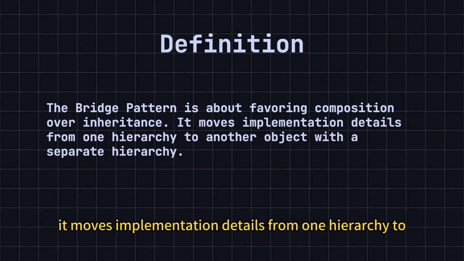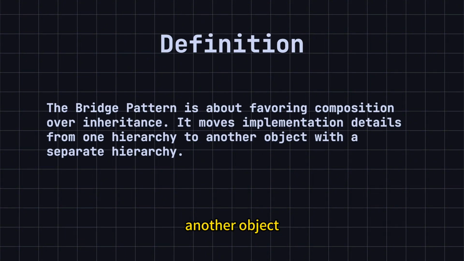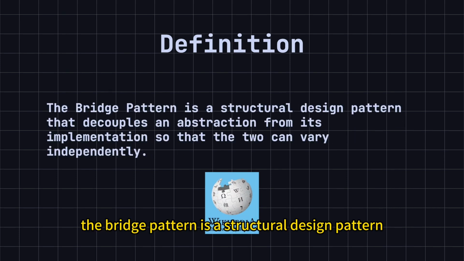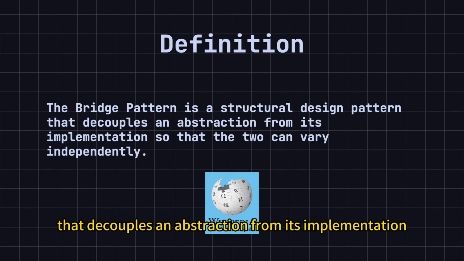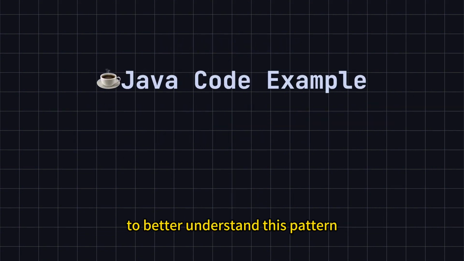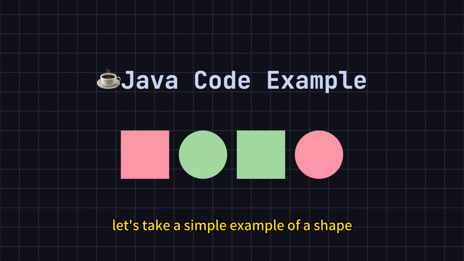It moves implementation details from one hierarchy to another object with a separate hierarchy. According to Wikipedia, the bridge pattern is a structural design pattern that decouples an abstraction from its implementation so that the two can vary independently. To better understand this pattern, let's take a simple example of a shape class implemented in Java.